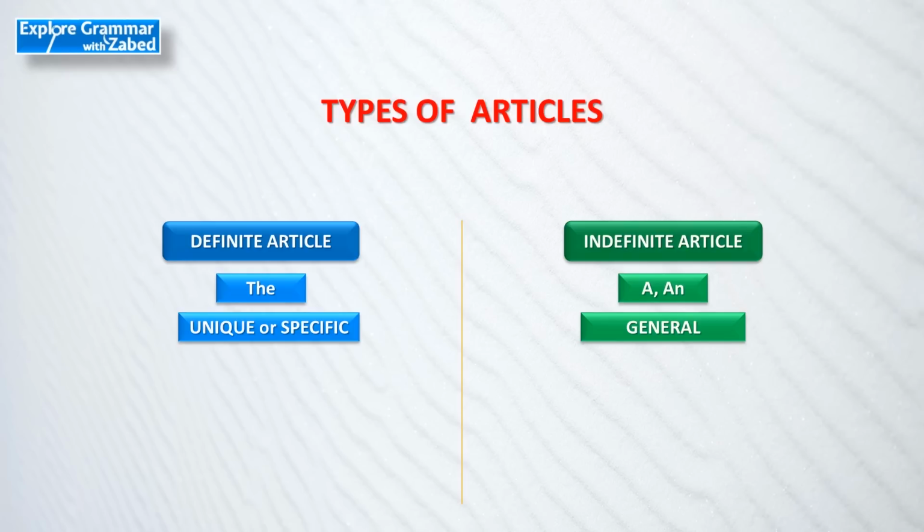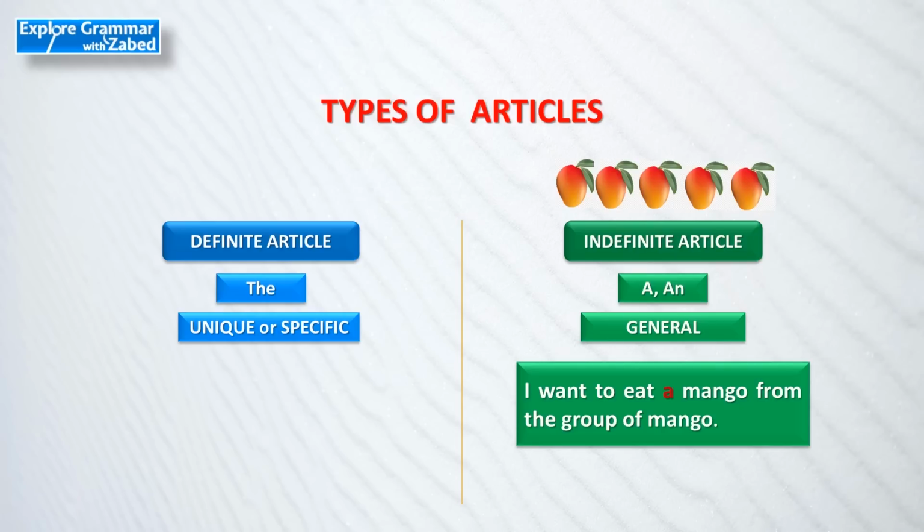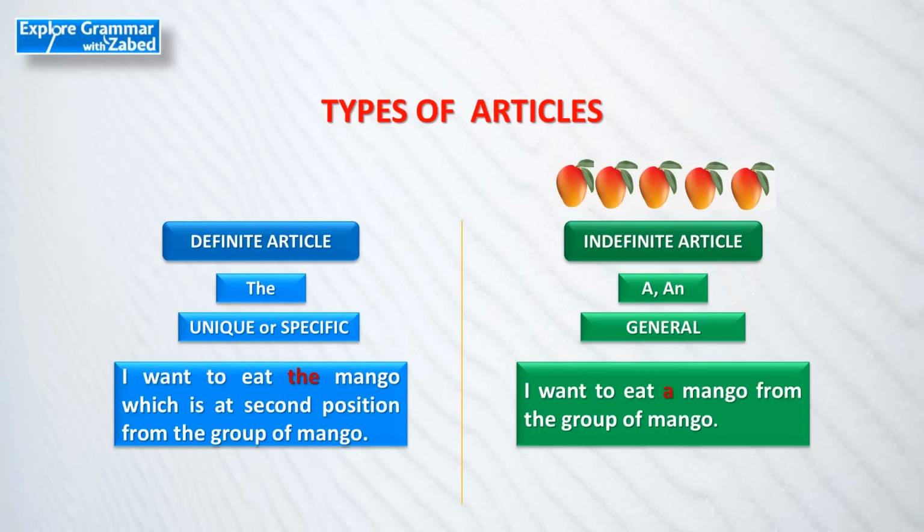Now let's look into an example to understand it better. Suppose there is a group of mangoes in front of you and you are given a choice to eat one of them. If you want to eat any one from the group, then what will you say? You'll say, I want to eat a mango from the group of mangoes. Now, suppose you want to eat a specific mango from the group. Let's choose the second one. You'll say, I want to eat the mango which is at second position from the group of mangoes. You can notice here how we use article the for pointing out a specific mango and article a for generalizing the mango.